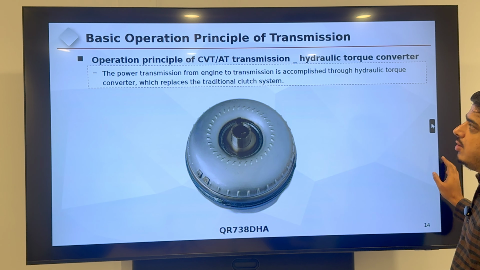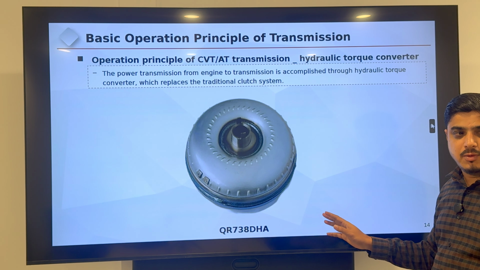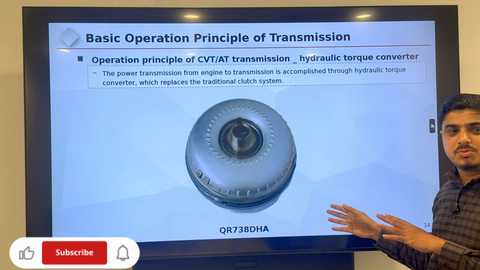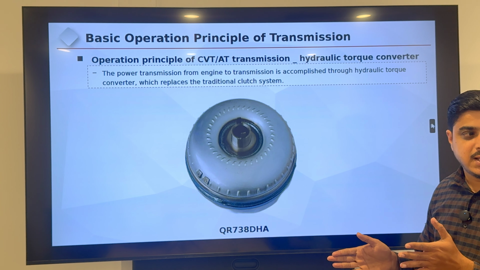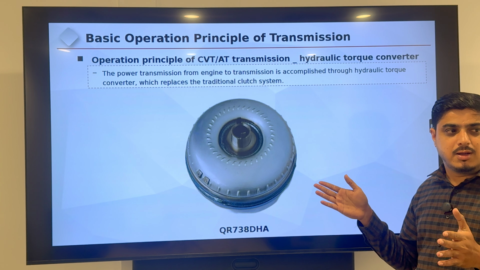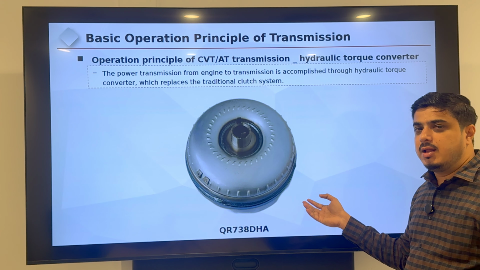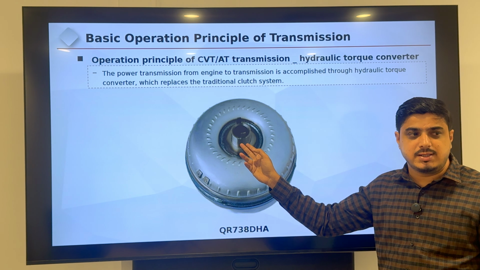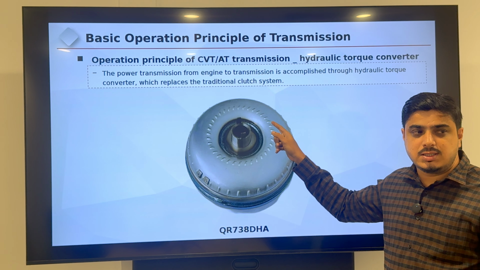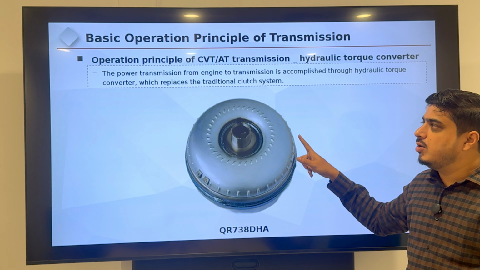Basic operation principle of CVT and AT transmission, hydraulic torque converter type. Normally in a manual transmission we use a clutch to engage and disengage the power from the engine to the transmission, but here it changes. There is no clutch in the AT and CVT. Instead of a clutch they use a torque converter. How does the torque converter work?